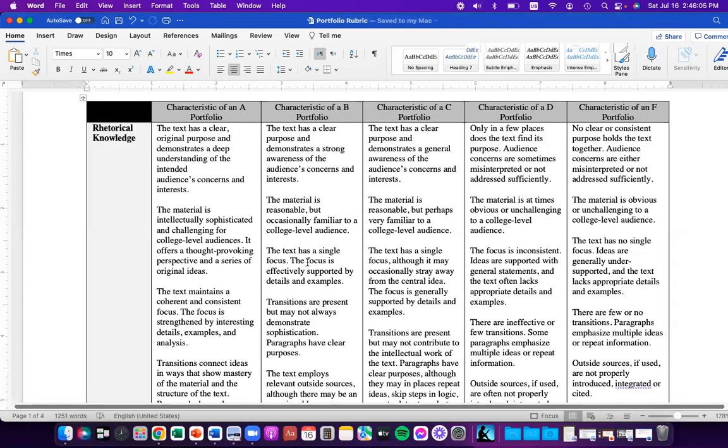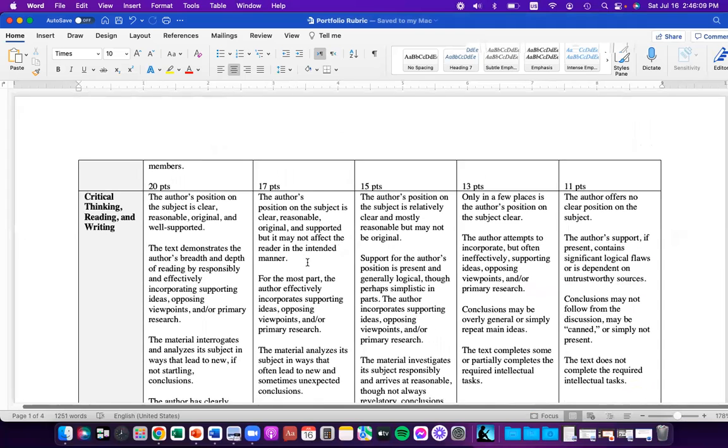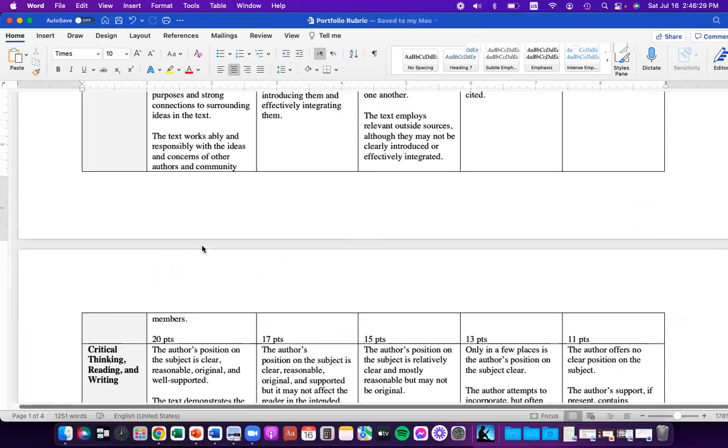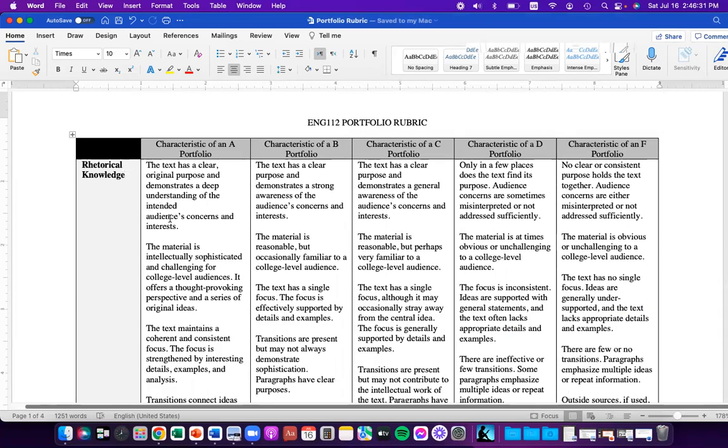So if we're thinking about characteristics of an A paper, B paper, C, D, these numbers: 20 points out of 20 points is an A, 17 out of 20 points is an 85, 15 is a 75, 13, 65, and then 11, of course, 55 points. But there are several different categories you'll be scored in.